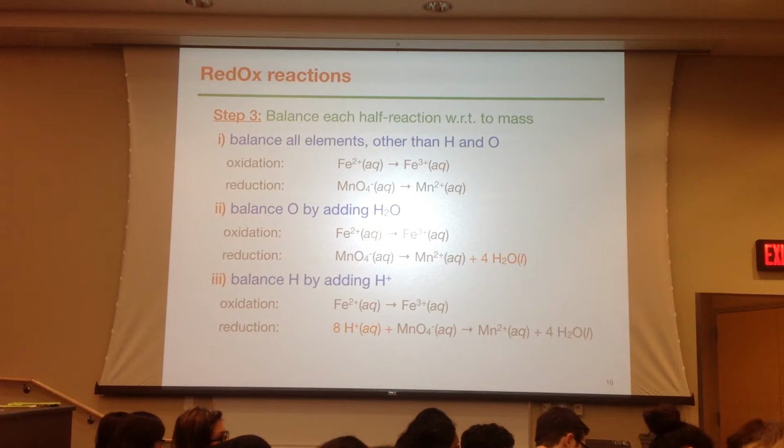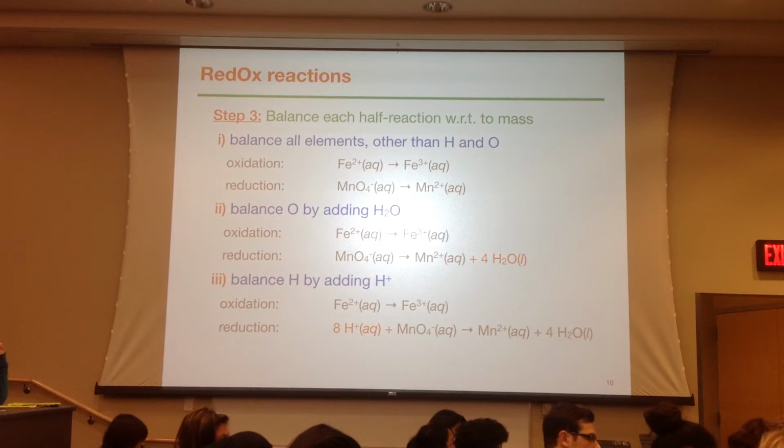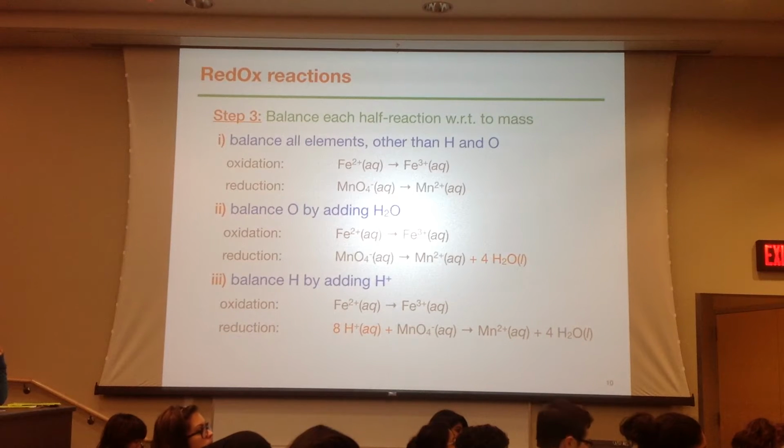Oxidation is the loss of electrons. Therefore, I'm going to have to add electrons to the product side for my oxidation half reaction. Right? So I have a 2 plus and a 3 plus. What do I need to add to the product side for the oxidation half reaction? Add 1 electron. Now, what about the reduction half reaction?